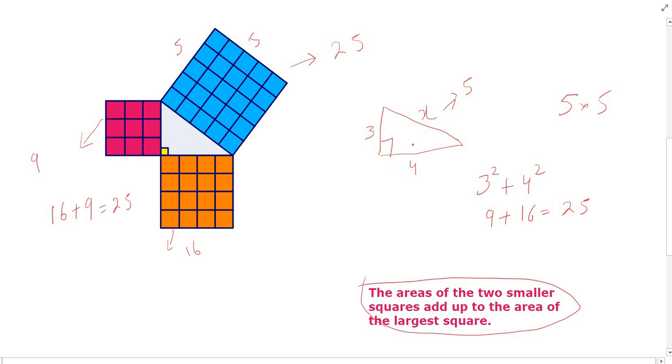Does this make sense, guys? So that's the way you can find the third side, which is the longest side. This is called the hypotenuse, and this is the concept of the Pythagoras theorem. Makes sense? Now let's try some exam questions.